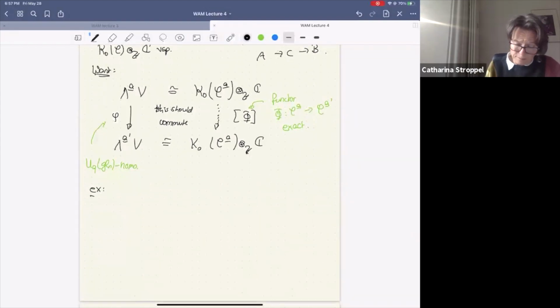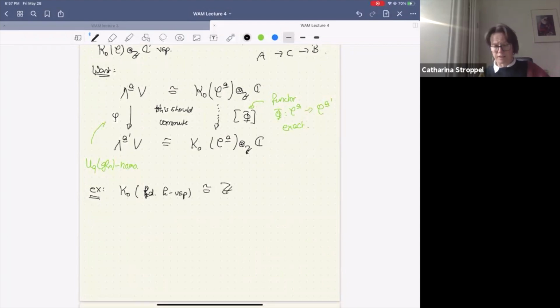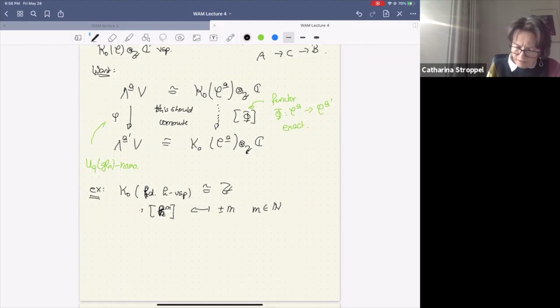I want to make an example as a warm-up. What is the Grothendieck group of k vector spaces, finite dimensional k vector spaces? I claim the Grothendieck group of finite dimensional k vector spaces is just the integers. I think we computed this also in an exercise. So how does this isomorphism work? Whenever I have an integer m, so let's say m is a natural number, not 0, and I take either this number or the inverse, then I can take the corresponding k vector space of dimension m, take its isomorphism class in this group, and either take it positive or negative.